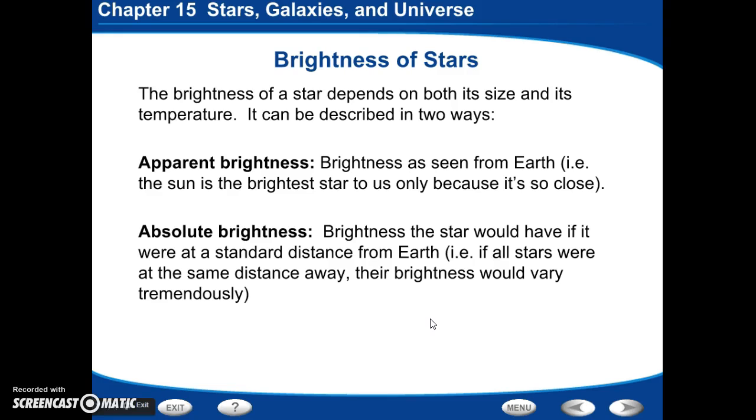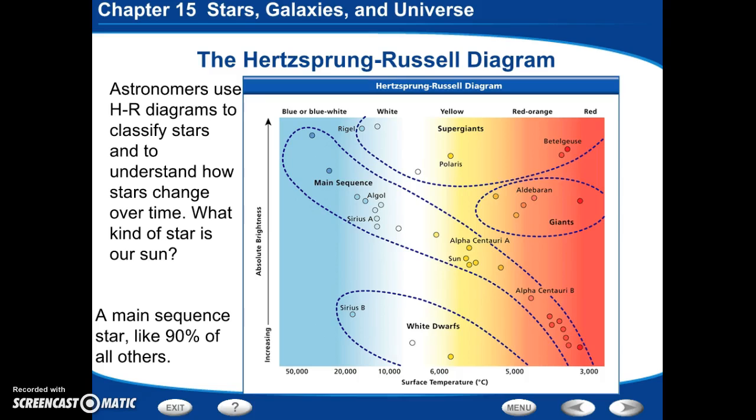So if we take all the stars and line them all up with our sun, there are going to be some stars that are brighter than our sun, and some that are not as bright. That's absolute brightness, when distance isn't a factor. Then you have an HR diagram here, and they use this to classify stars and to understand how stars change over time. And our sun is actually right here.